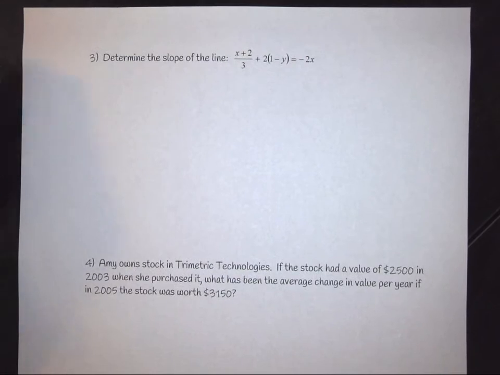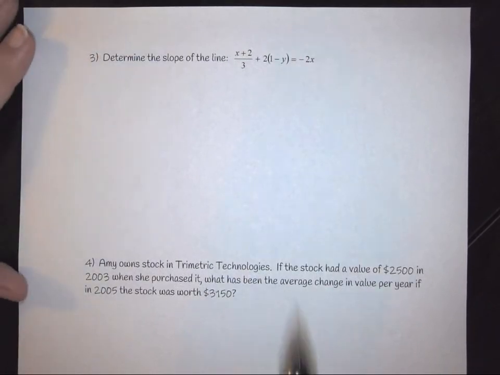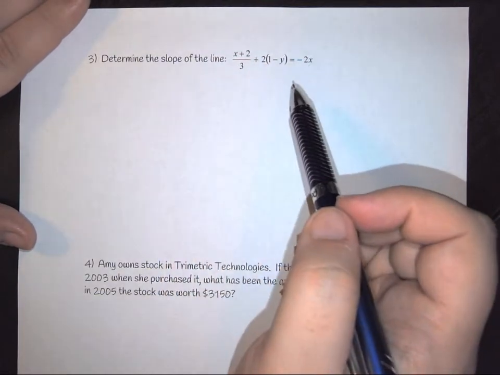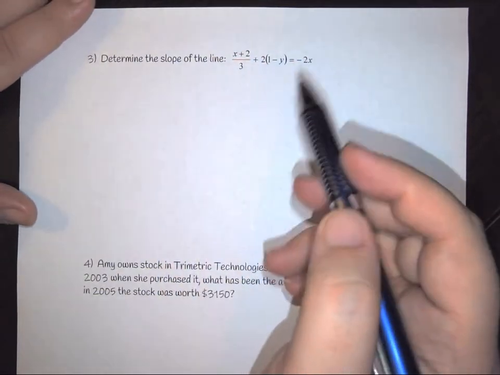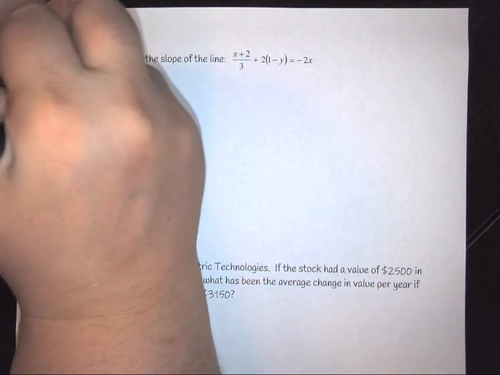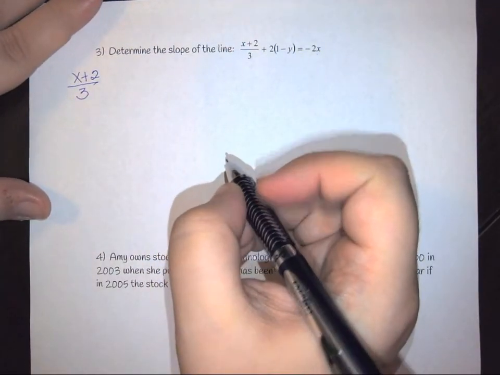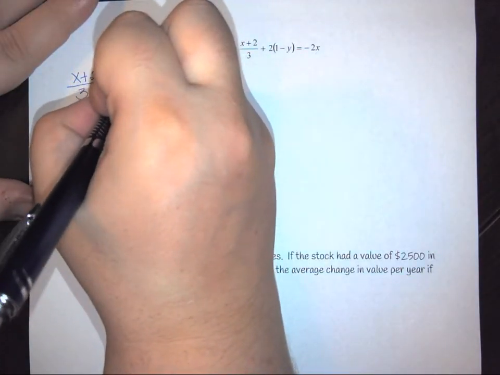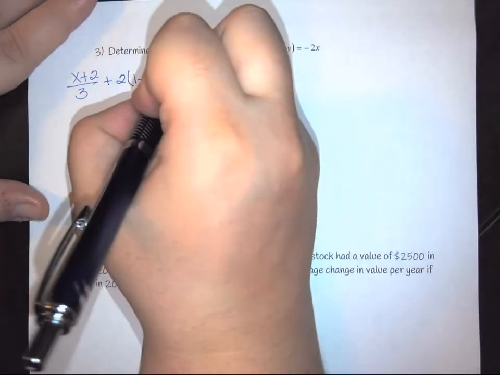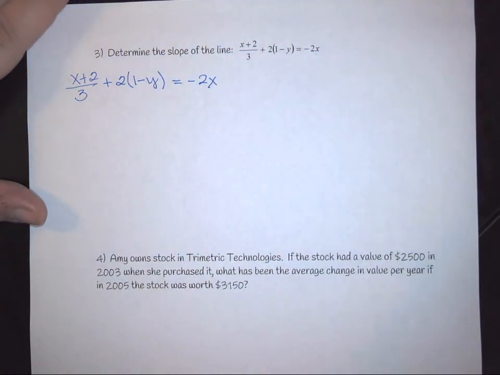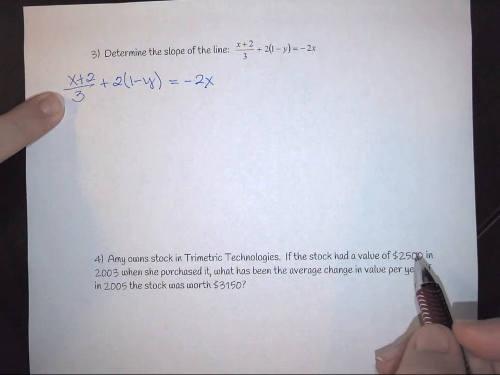Alright. This next one also says determine the slope of the line, but notice here it's not quite so straightforward. So the first thing that we have to do is we have to rewrite your equation. So I have x plus 2 divided by 3 plus 2 times 1 minus y equals a negative 2x. The first thing I want to do is get rid of this fraction.